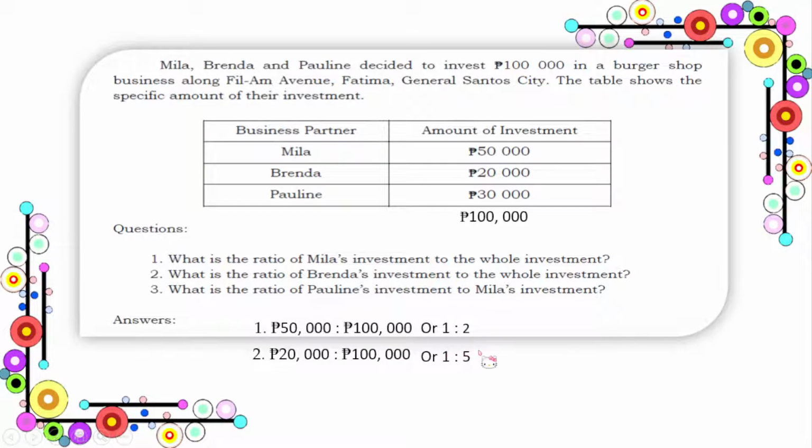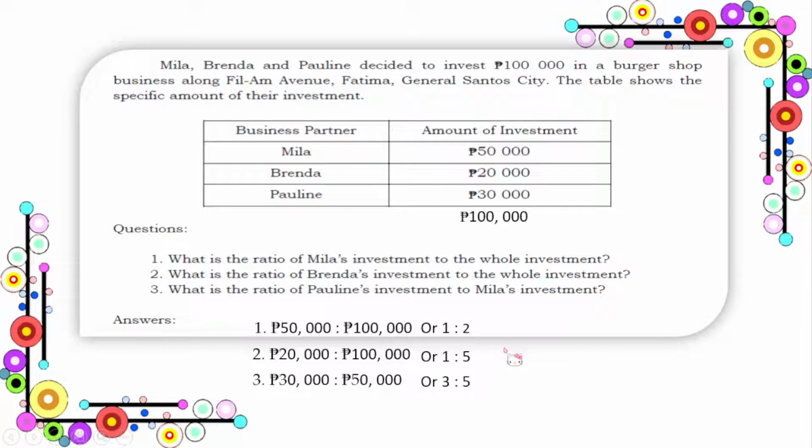Okay? And for the last number, what is the ratio of Pauline's investment, 30,000, to Mila's investment, which is 50,000? So we write this as 30:50,000 or 3:5 because we divide both by 10,000 to simplify. Okay? So we have 30 divided by 10, we got 3, and 50 divided by 10, we have 5. Okay? So those are the ratios.